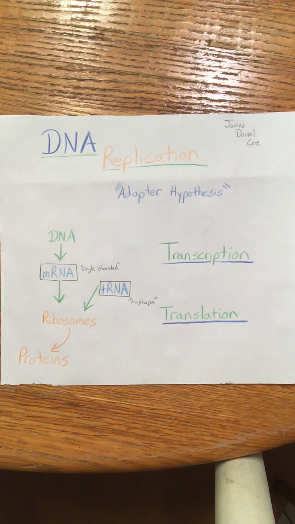Using the adapter hypothesis, first theorized by Crick, that explains how information encoded in DNA is used to specify the amino acid sequence of proteins. This image right here shows it in a simplified manner, first with transcription, which is the movement of DNA in forming RNA.